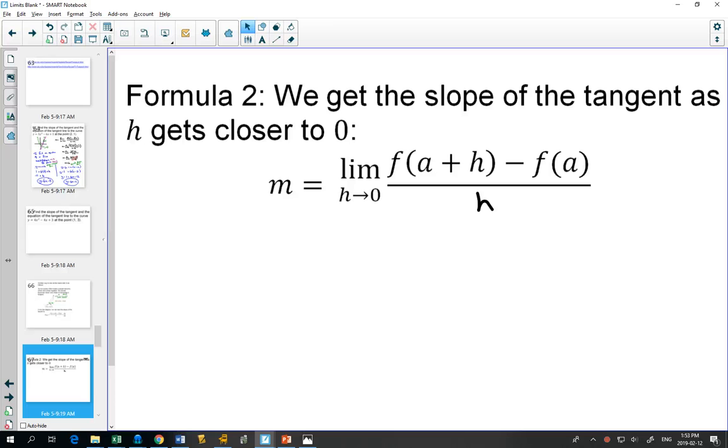Although if I want you to do a specific formula, if I want you to use formula 1, then I'll give it to you in the question. If I want you to use formula 2, I'll give it to you in the question. I won't say no formula 2 and you have to remember which one's which. But this one is closer to the definition of the derivative that we're going to be looking at next. Both formulas mean exactly the same thing. One had a limit as x went to a, and this one has a limit as h goes to 0.